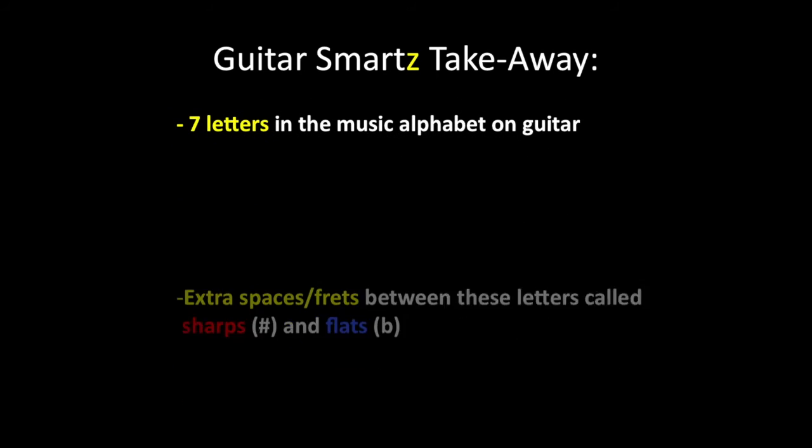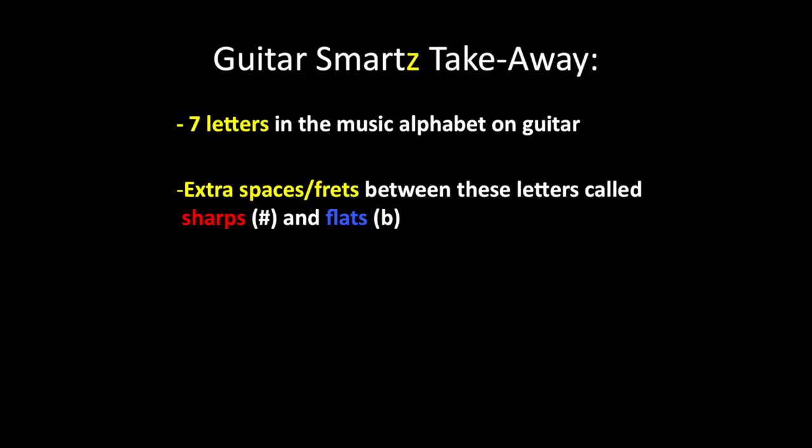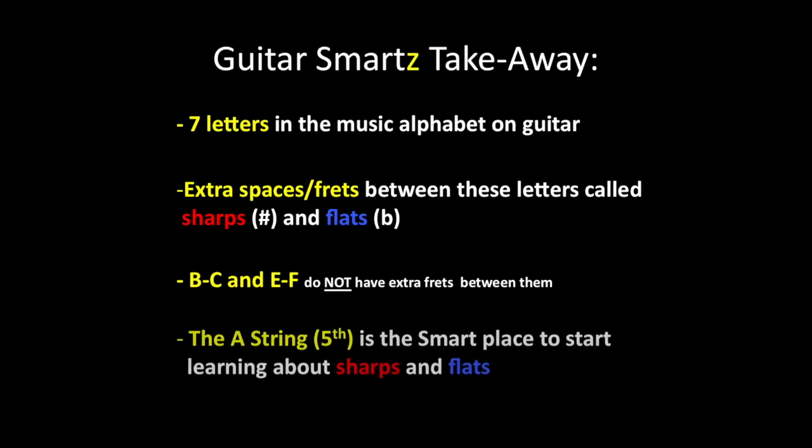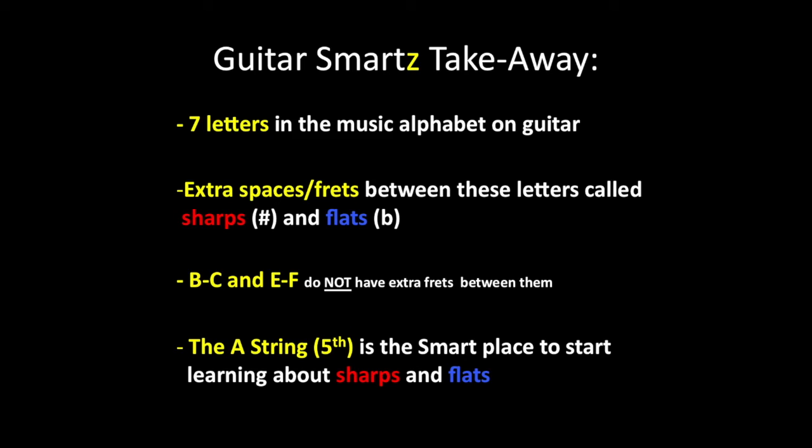So today's Guitar Smarts takeaway is in 4 parts. There are only 7 letters in the music alphabet on the guitar or any instrument. There are extra spaces or frets between these letters called sharps and flats. The letters B and C as well as E and F do not have those extra spaces or frets between them. The A string, that's the 5th string on your guitar, is the smart place to start learning about sharps and flats.